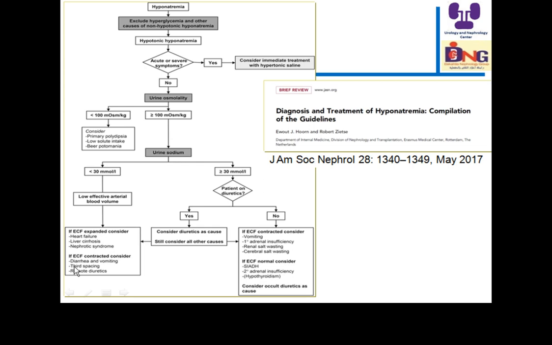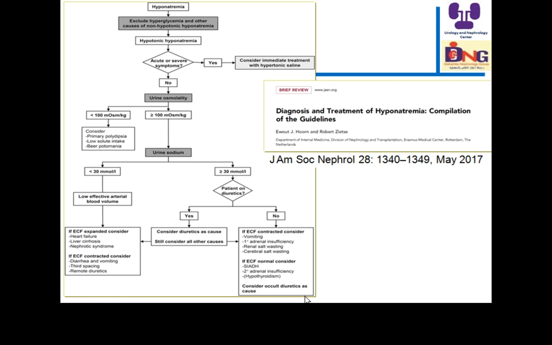If there is contracted extracellular fluid volume with signs like sunken eyes, dry axilla, and orthostatic hypotension, this may be because of diarrhea, vomiting, third space losses, or diuretics. If the urine sodium is above 30, ask yourself, is the patient treated with diuretics or not? If not, assess extracellular fluid. If it's contracted, think of vomiting or renal salt wasting. If it is normal, you may consider syndrome of inappropriate antidiuretic hormone secretion, secondary adrenal insufficiency, or hypothyroidism. Consider occult diuretics as the cause in this scenario.